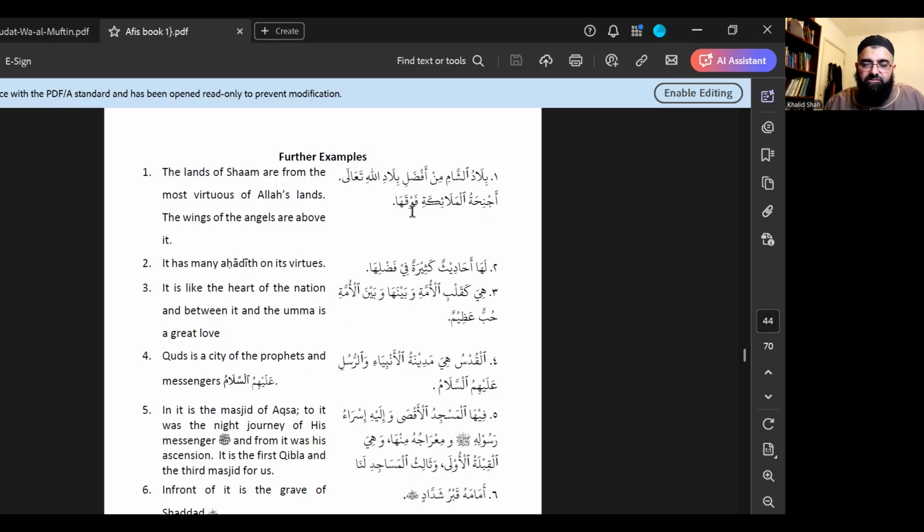Ajnihatul malaikati fawqaha. The wings of the angels, ajniha is a plural, ajnihatu, the wings of the angels, malaik, the plural of malak, angel, fawqaha is above it.